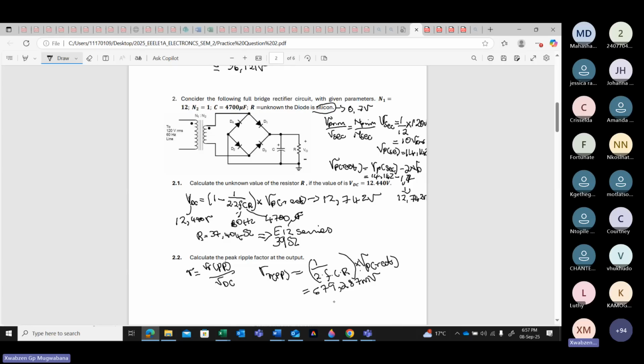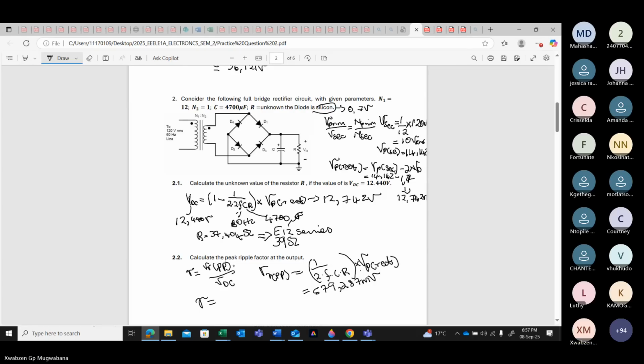Then from there, now I know my V ripple peak to peak. The VDC already, it is given there, which means now I can go and say, what will be my ripple factor? V ripple peak to peak, it is this one. VDC, it is this one here. Then what will be your ripple factor?